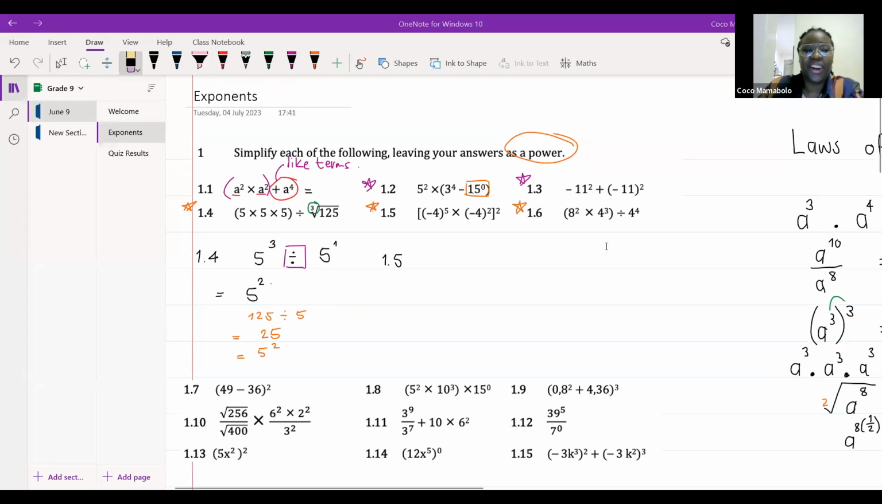Thank you, ma'am. All right, let's have a look at 1.5. Molebogeng, my sweetie, I'm going to do this one very quickly for the sake of time, okay? And then we'll come back to the next one. All right, we're going to come back just now.